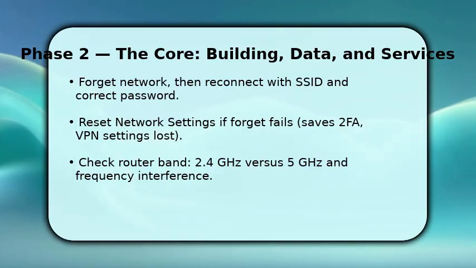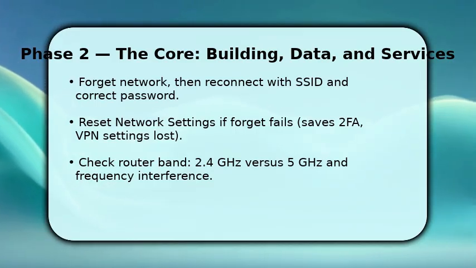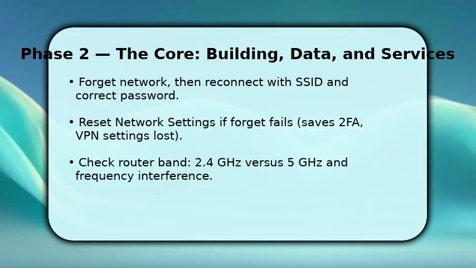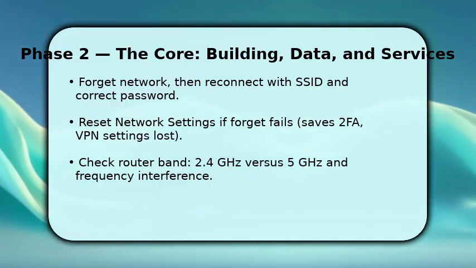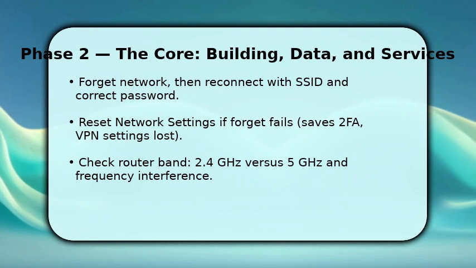Also, verify router band and channel. Many iPhones prefer 5 GHz for speed, but 2.4 GHz penetrates walls better, so pick the band that suits your environment. Now perform advanced steps.